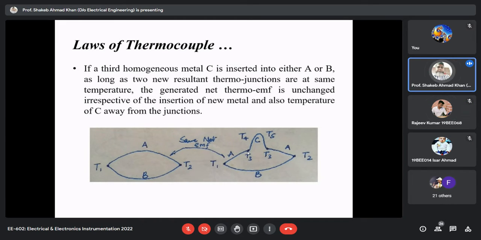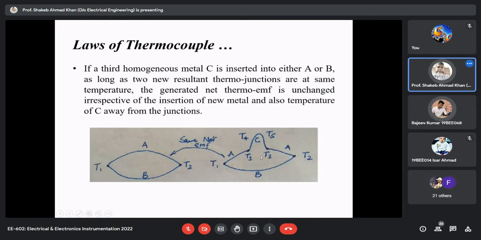T1 is a junction temperature. T1 is not the junction metal. T1 is junction temperature, T2 is junction temperature. Originally we are having two junctions, whose temperatures are T1 and T2.